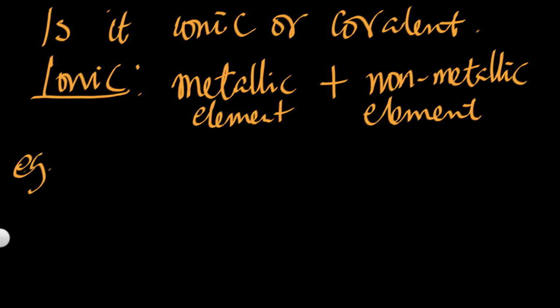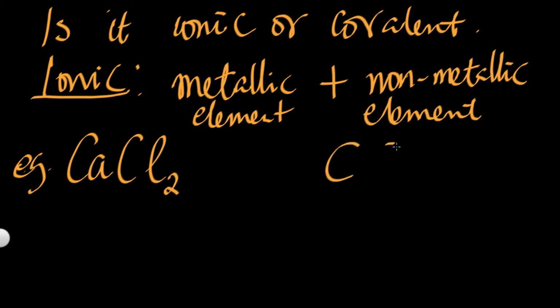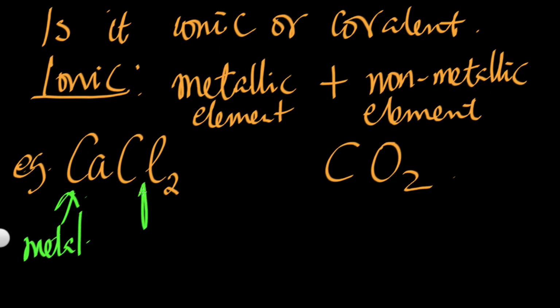For example, if I'm just going to put two formulas here, I'll show you that this one is ionic and the other is covalent. And how do you see that? Let me have calcium chloride and let me have carbon dioxide. If you look at calcium chloride, Ca is metallic. This is a metal. This one is chlorine, is a non-metal. Therefore, we can conclude that calcium chloride is an ionic compound.